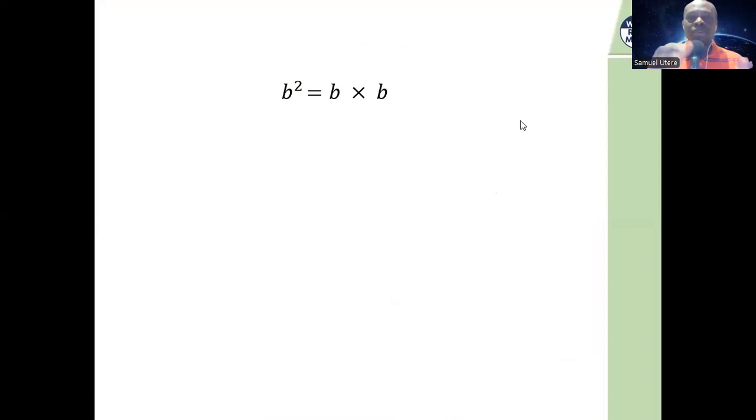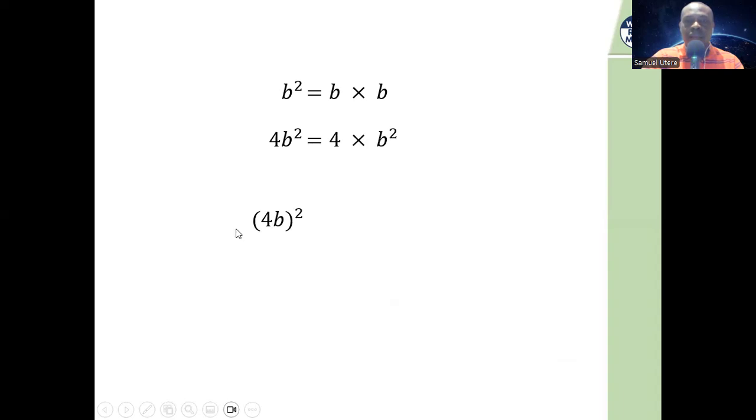What about if we have something like this? Remember, in our early lessons, we talked about what squaring means. Squaring means you're multiplying the number by itself. So b squared, or b to the power 2, is b times b. What about this one? This means we have b to the power 2 and then we multiply by 4.